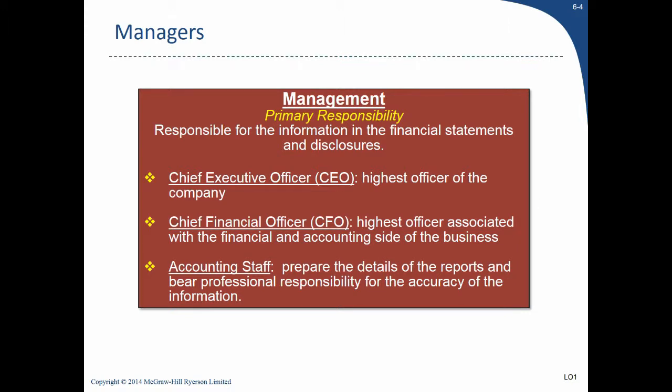Okay, so this just discusses who management are. This is sometimes called the C-suite. Chief Executive Officer, CEO, Chief Financial Officer, CFO. Sometimes you'll see the Chief Operating Officer, the COO, the Chief Investment Officer, CIO, Chief Technology Officer, CTO. But these are the highest people in the company, and they're elected directly by the board.